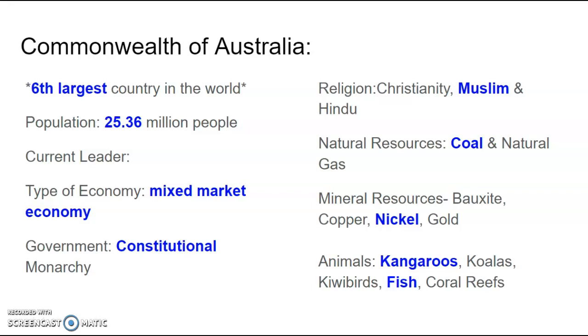The type of economy that it has is a mixed market economy that's slightly similar to what the United States has. Its three main religions include Christianity, Muslim, and Hindu because it is south of Asia. Natural resources, it is very common to see coal and natural gas in this country, but those mineral resources come in and you've got bauxite, copper, nickel, and gold that they can mine for. Big famous animals that are very common to see around Australia are kangaroos and koalas, kiwi birds, fish, and everything in a coral reef.